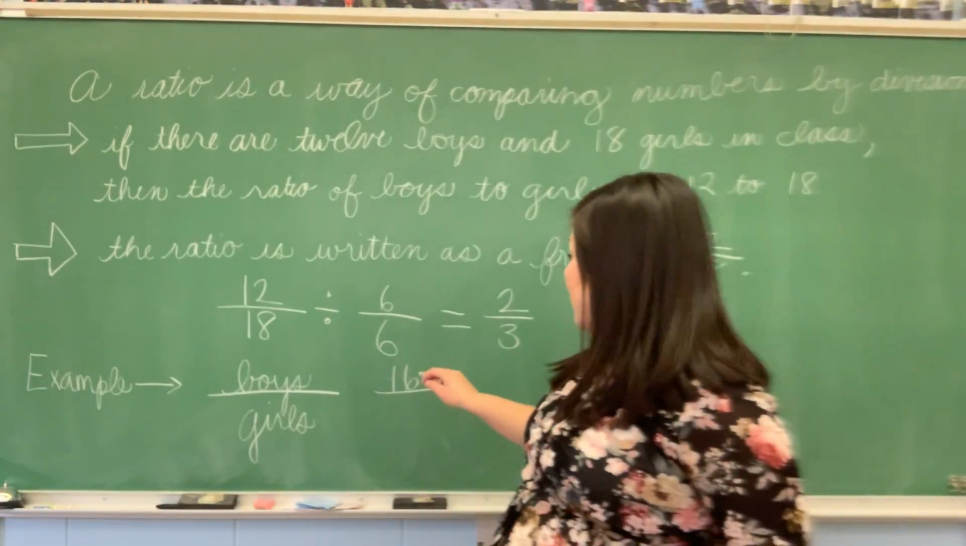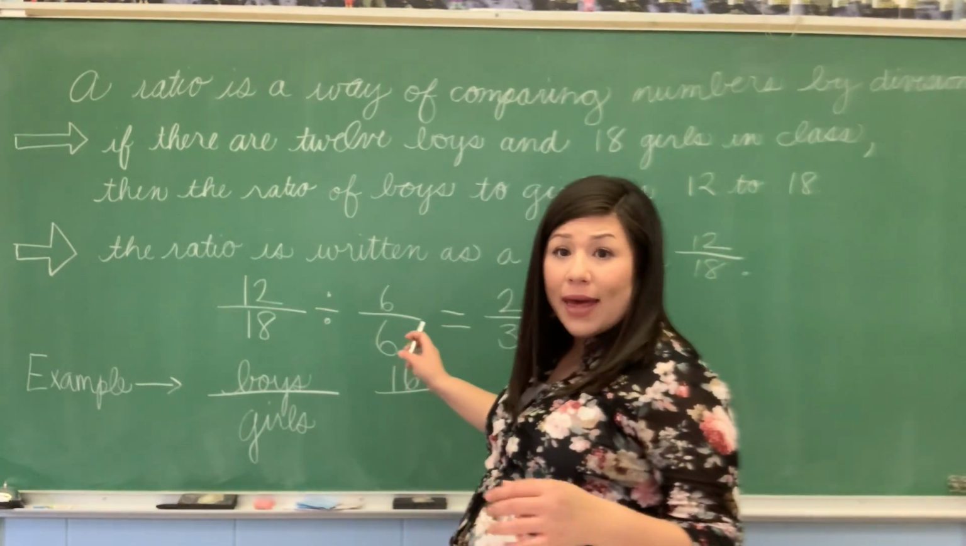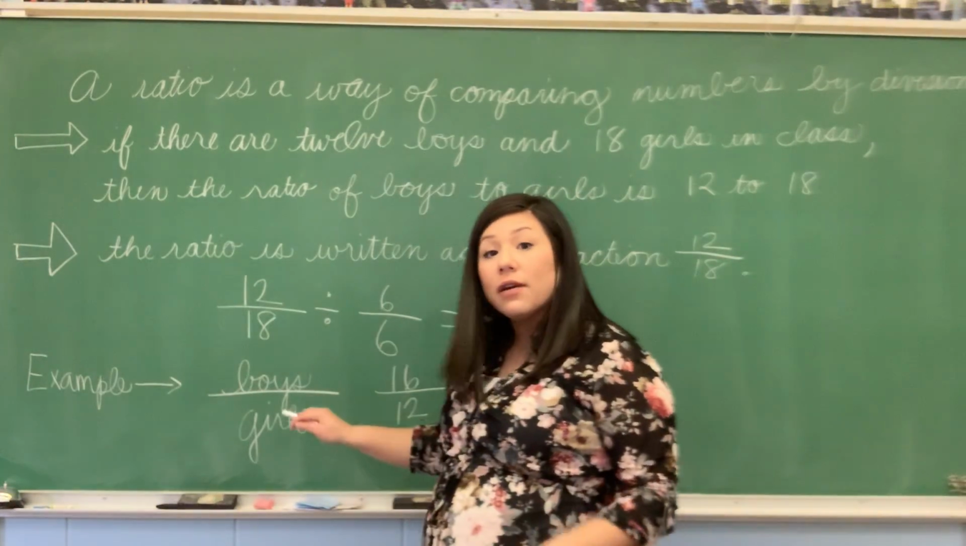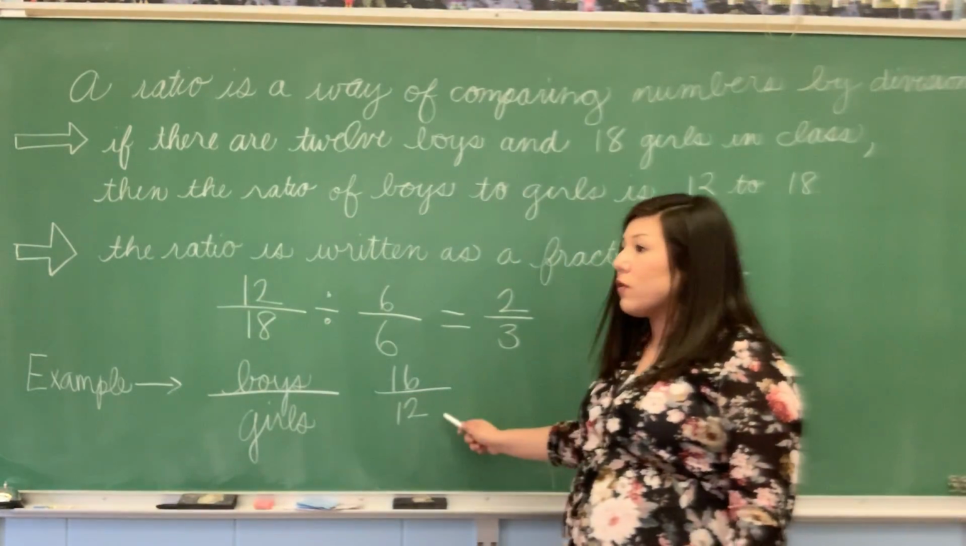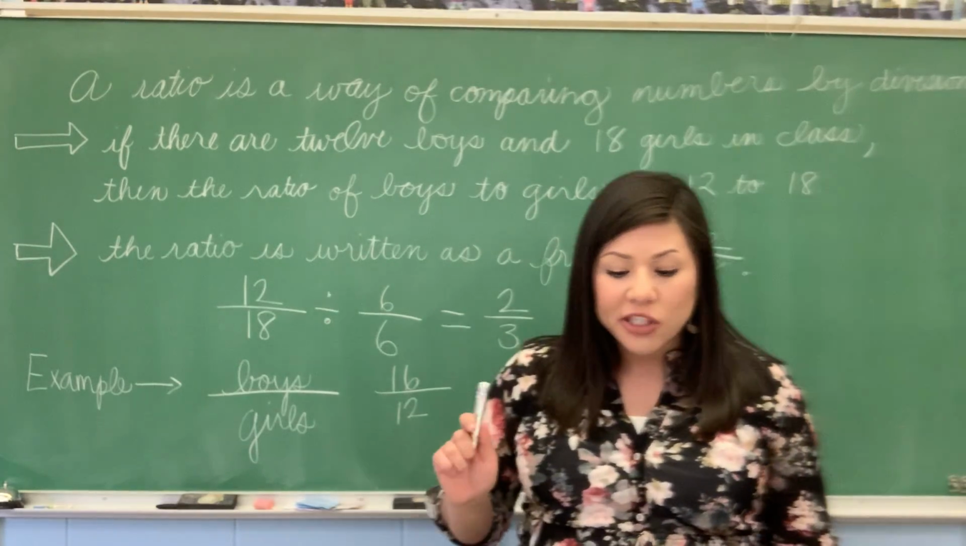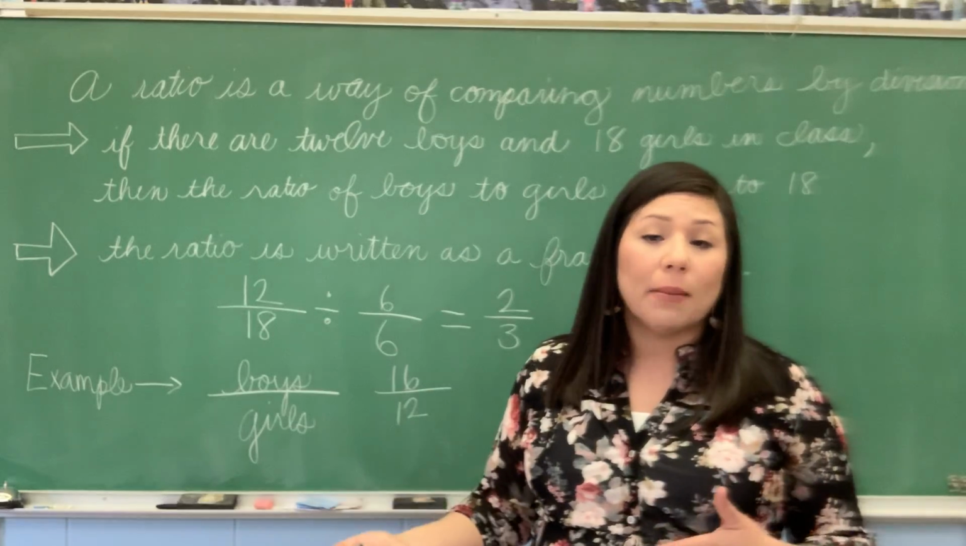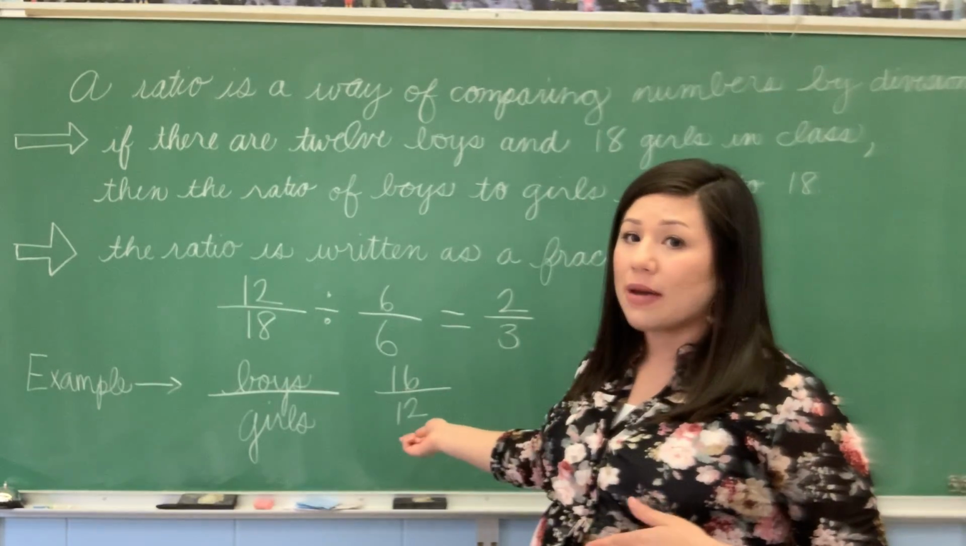So the ratio of boys was 16, the number of boys, and then how many girls? There were 12. Okay, so now that's converted to 16 over 12. Now, we're not finished here. Unlike fractions, we do not write ratios as mixed numbers. We cannot write this ratio as a mixed number.